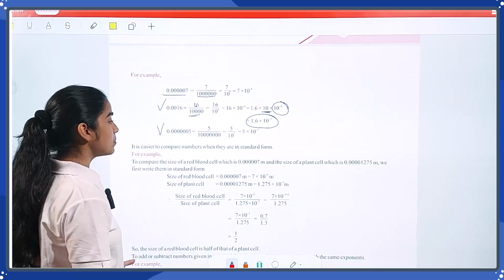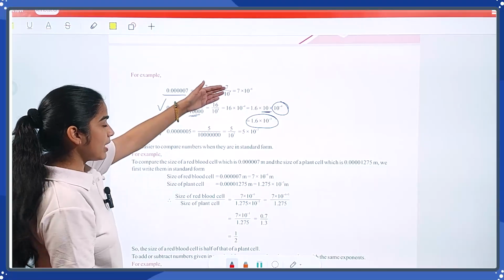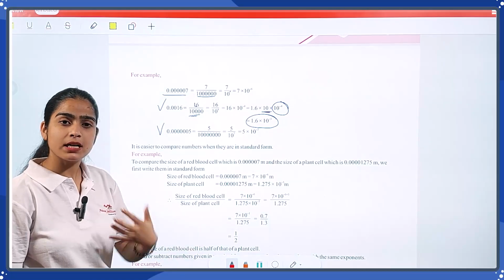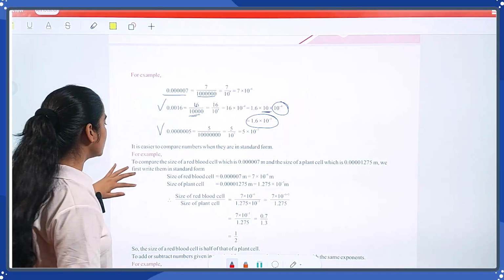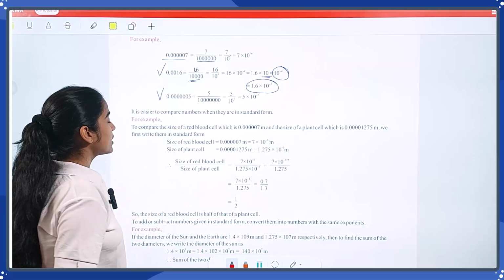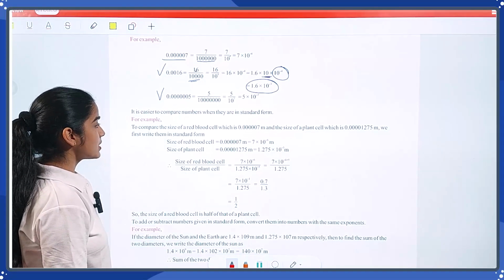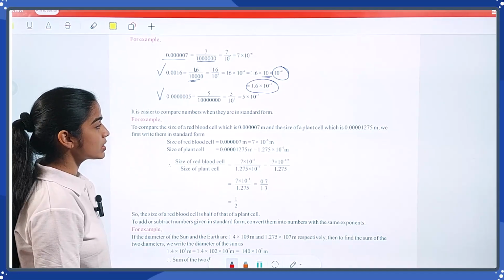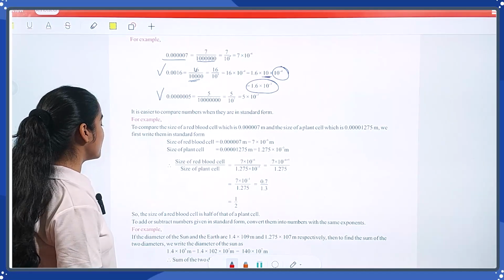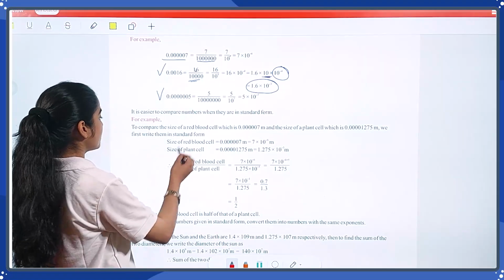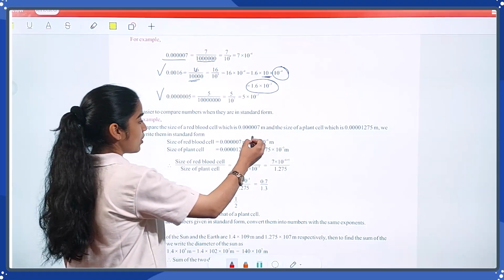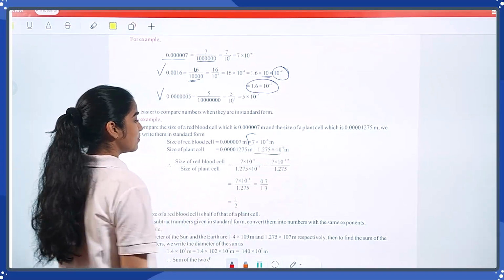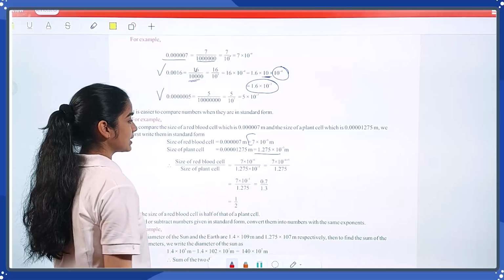It is easier to compare numbers when they are in standard form. While writing these numbers now, we can easily speak them out and easily compare them. That's why we use this standard form. To compare the size of red blood cells, which is 0.00007 meter, and the size of a plant cell, which is 0.00001275 meter, we first write them in standard form. So these are the standard forms of the size of red blood cells and the size of the plant cell. Now you can easily compare which one is bigger. We can put it like that also.